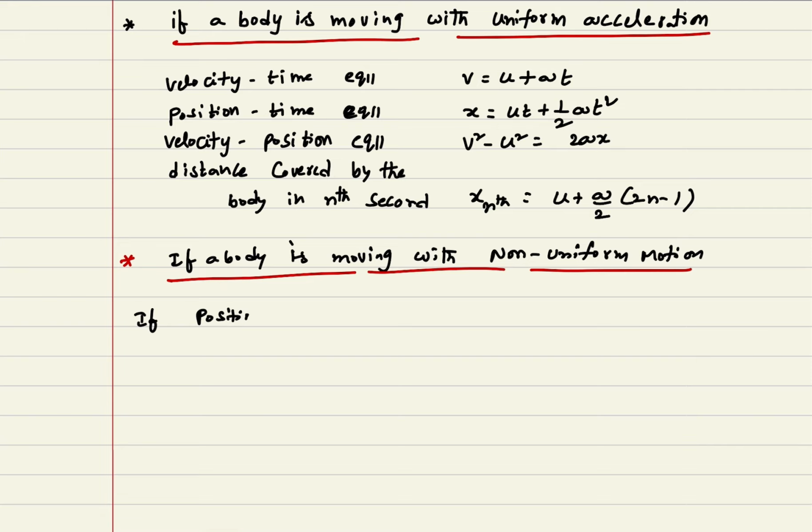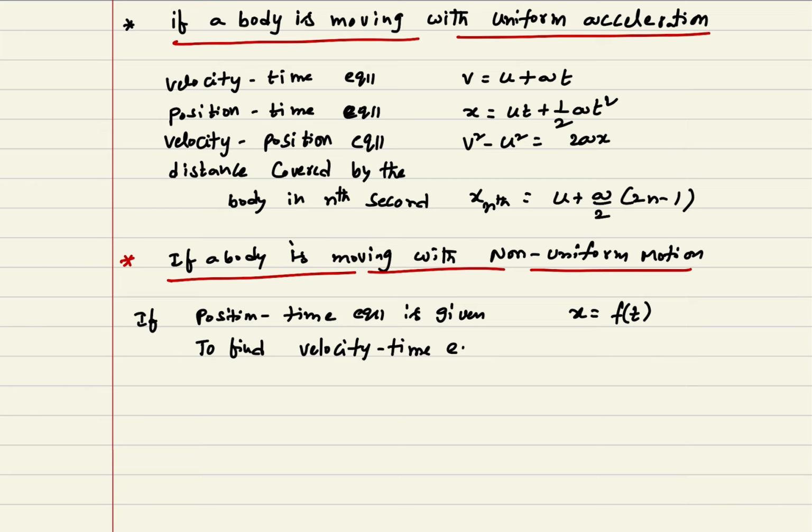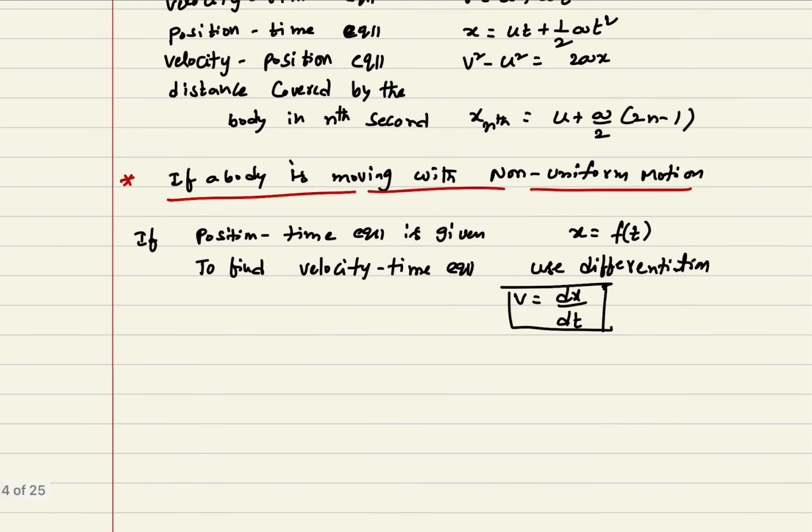If the position time equation is given, like x is a function of time taken t, to find the velocity time equation, use differentiation. So I can write v is equal to dx divided by dt. This is the velocity.